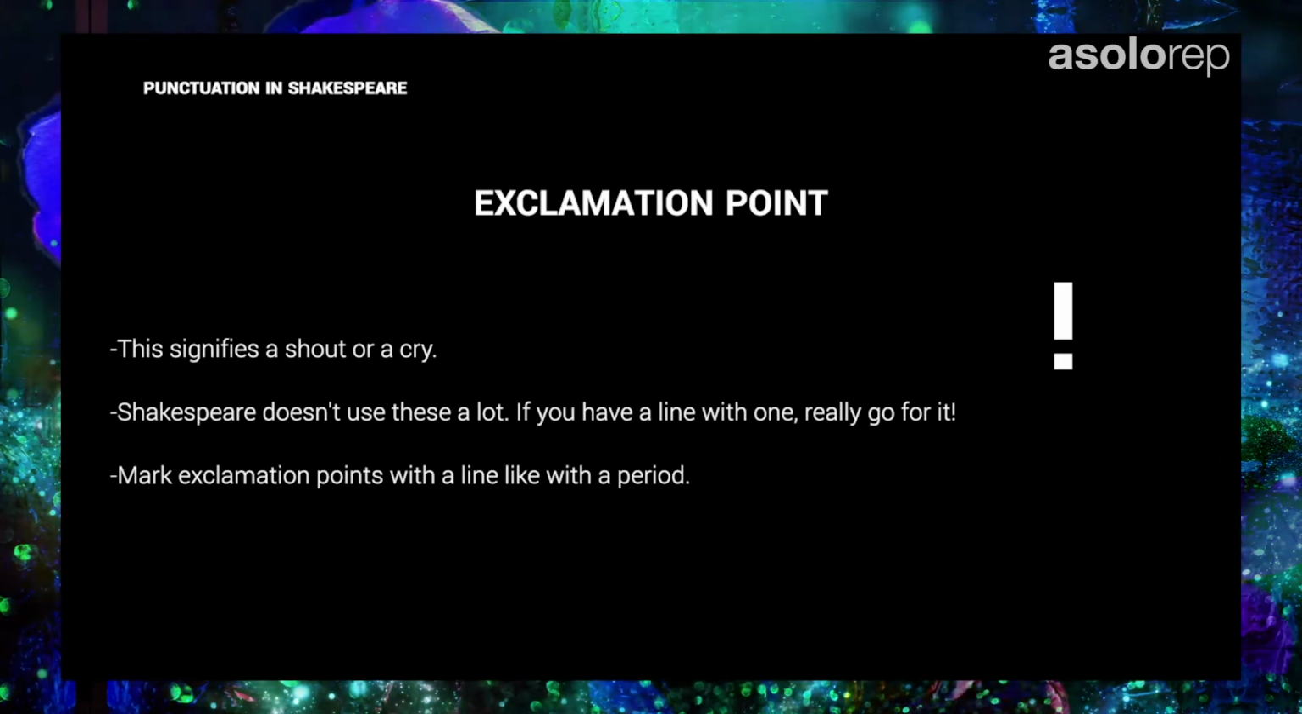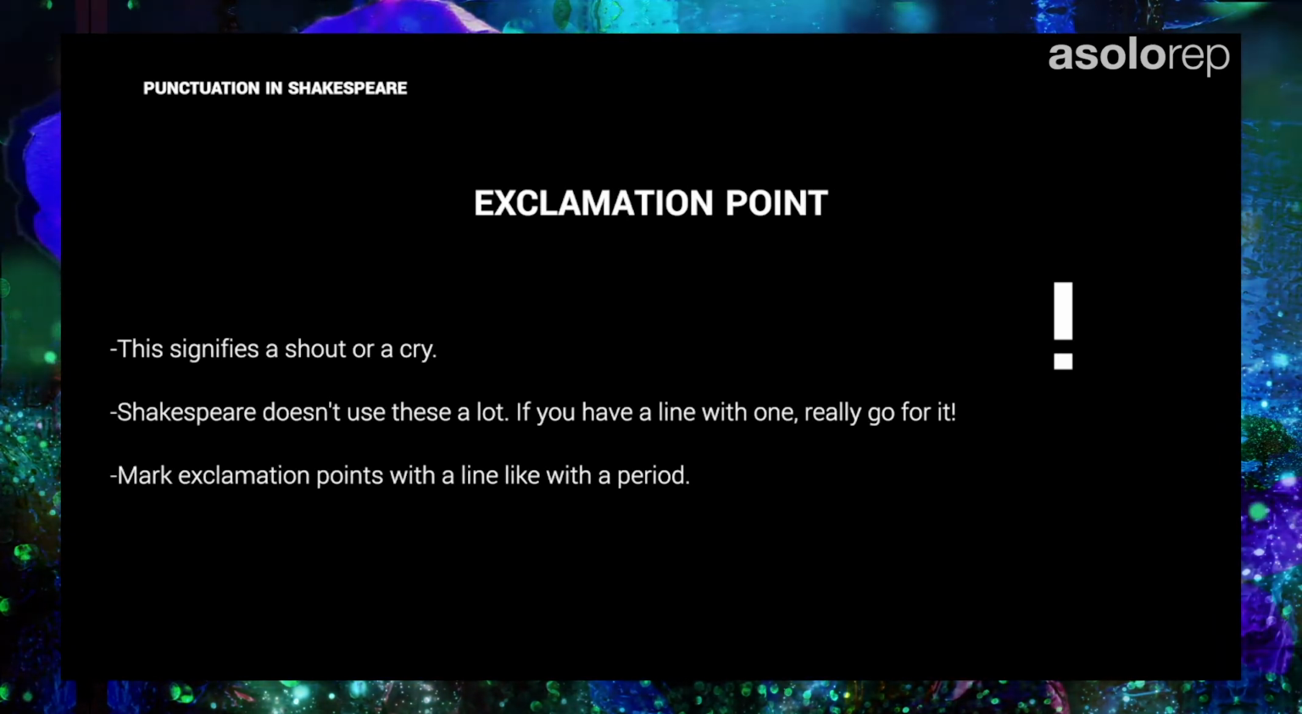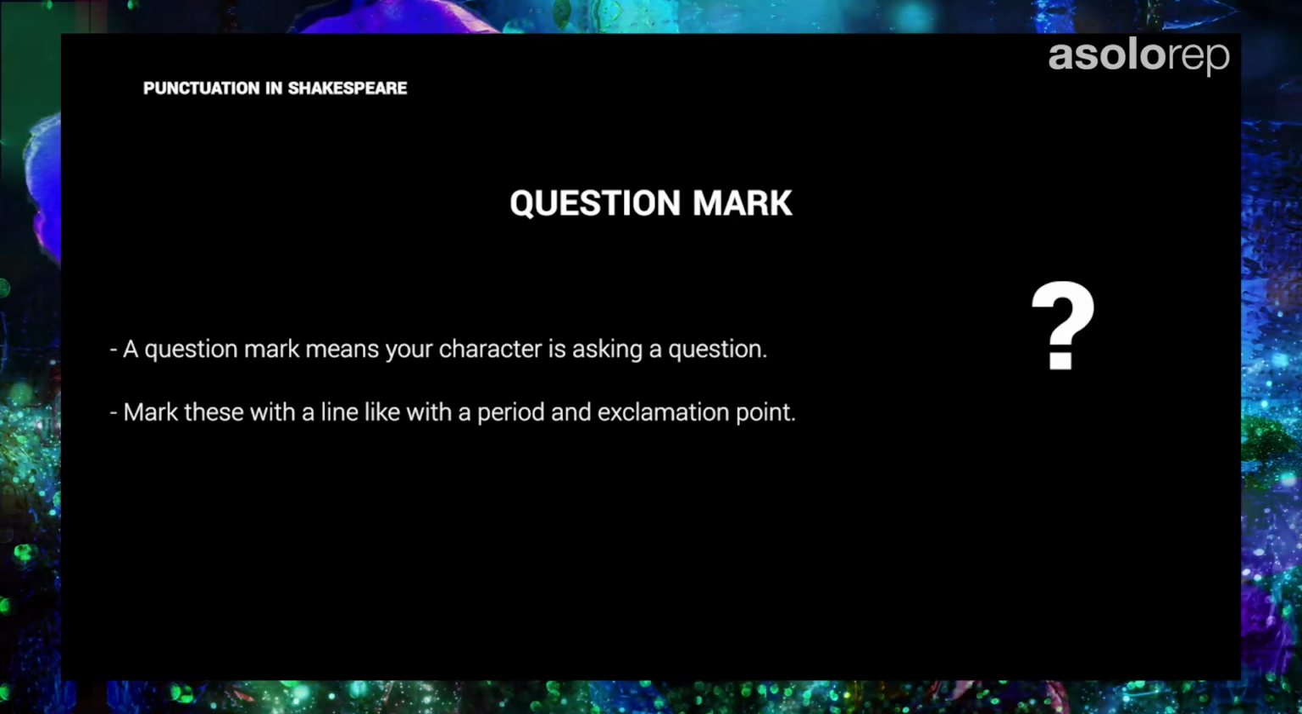Next, we have the exclamation point. It's like a shout or a cry. Shakespeare doesn't use these a lot, so when he does, you can really go for it. And finally, we have the question mark. It's like a question, like when you ask questions. If you see this symbol, it's a good indicator that you're asking a question.